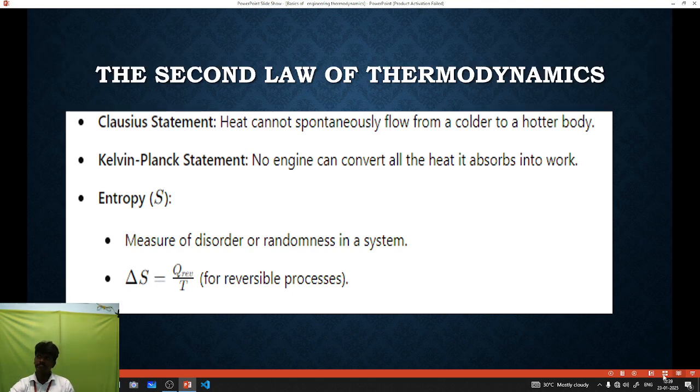Reversible process means the process can be reversed. Take ice: for some time it will rest, it will melt. It will turn into melted water, and then it will freeze. Sometimes it will make ice again. That is a reversible process: ice to liquid and liquid to ice. This is called a reversible process.